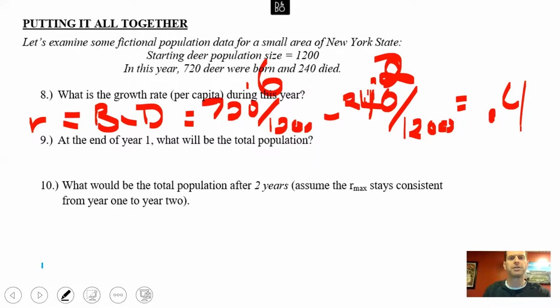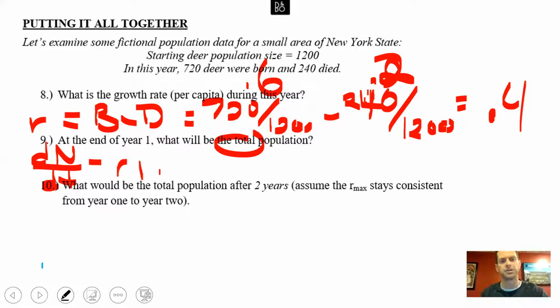So at the end of year one, what's going to be the total population? So we're going to use this equation, RN.